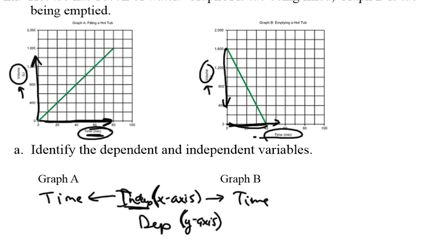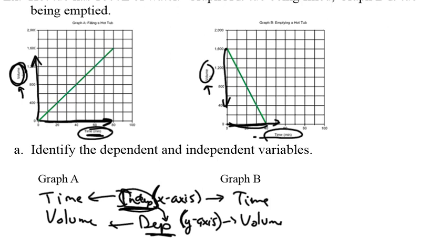Time changes on its own, so it's independent. But what's the dependent variable? In both cases, it's the volume of water. The volume of water that remains is dependent on how long the tap or the drain's been open. So independent is time, but how much water remains depends on how long it's been filling or emptying.